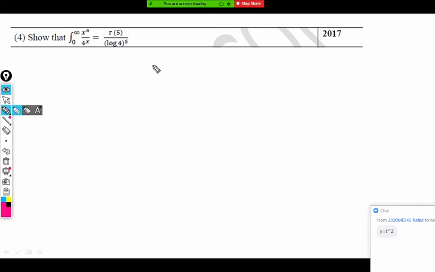What should be the substitution if this question comes in the exam? 4 raised to x is equal to e raised to t. And in exactly a similar way, the integral will become 0 to infinity. That value of x will come as t by log 4.